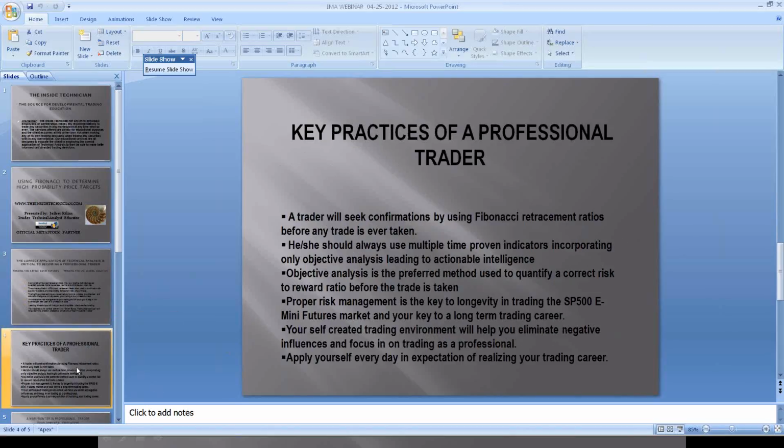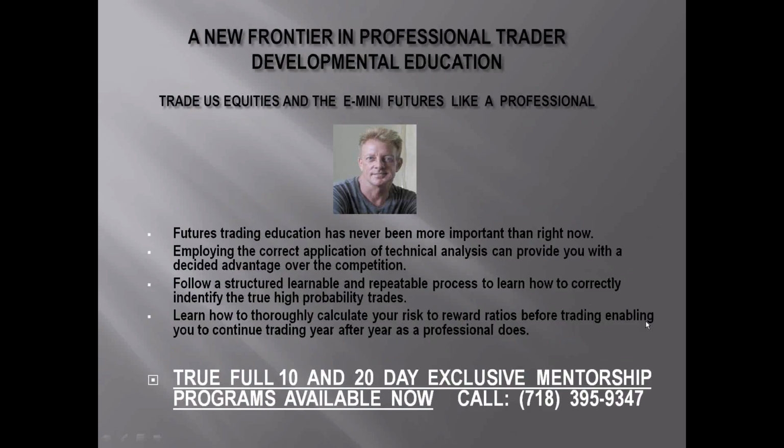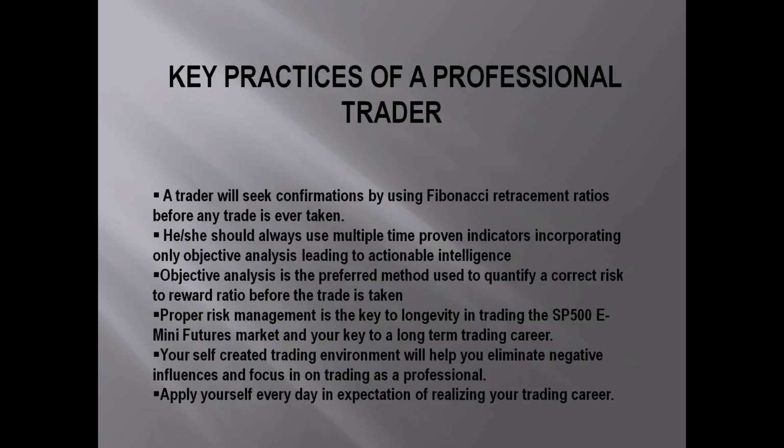Now, remember, a trader will seek confirmations by using Fibonacci retracement levels before any trade is ever taken. He or she should always use multiple time-proven indicators incorporating only objective analysis leading to actionable intelligence, because objective analysis is the preferred method to use to quantify a correct risk-to-reward ratio, like I showed you, before the trade is taken. All this before the trade is taken.